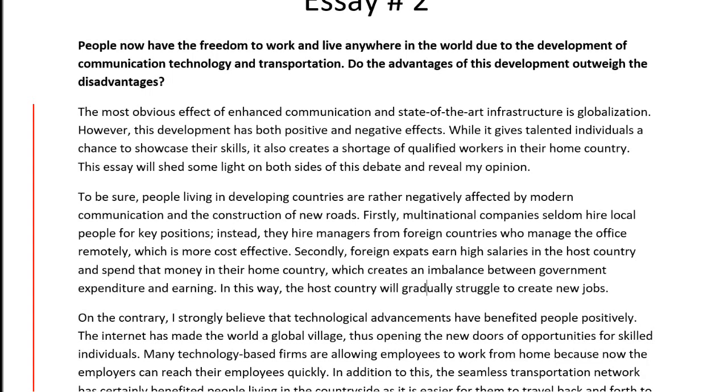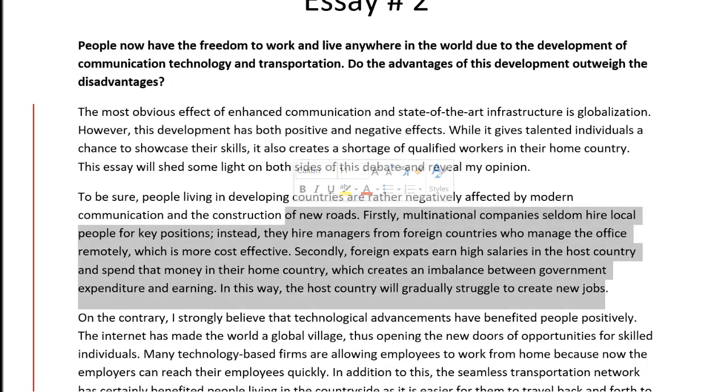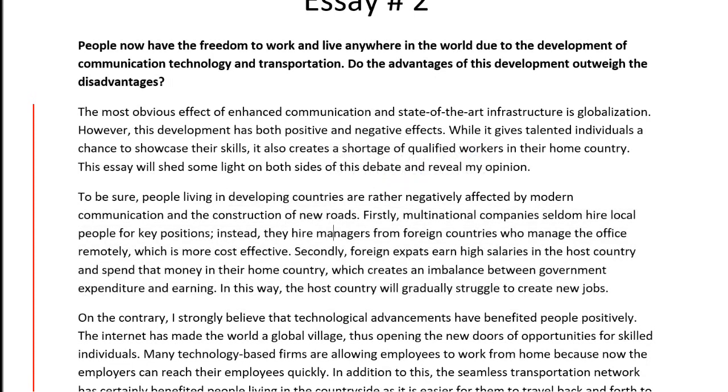Not sure why that becomes an issue with creating new jobs. That's the only part that I'm not quite catching. But I like this idea overall, though. Both of these are interesting in the way that they negatively affect developing countries. I like that. And really clear topic sentence apart from the construction of new roads.